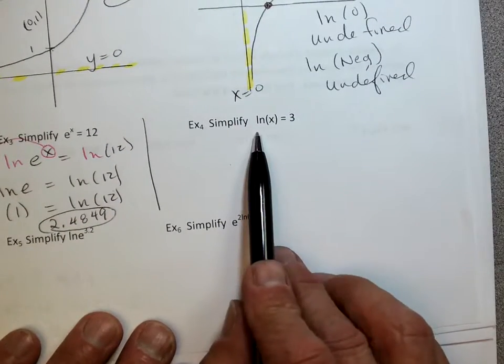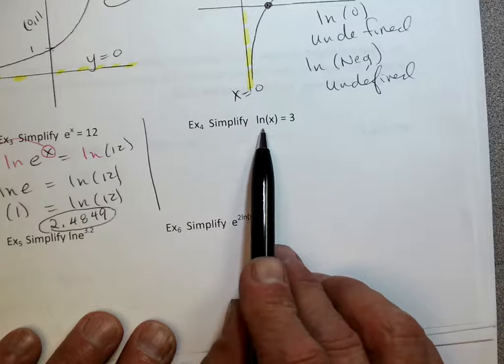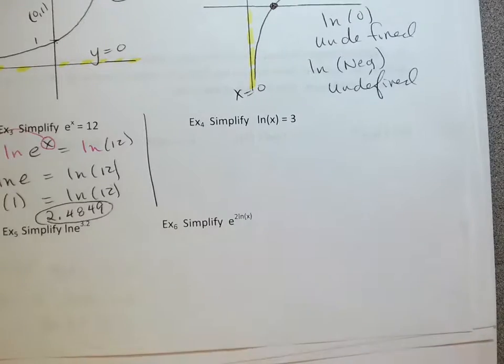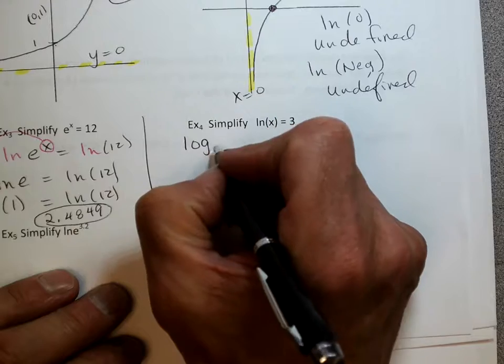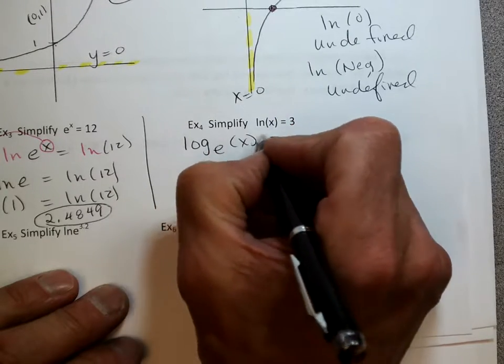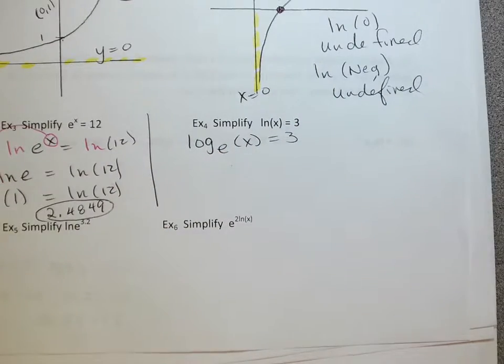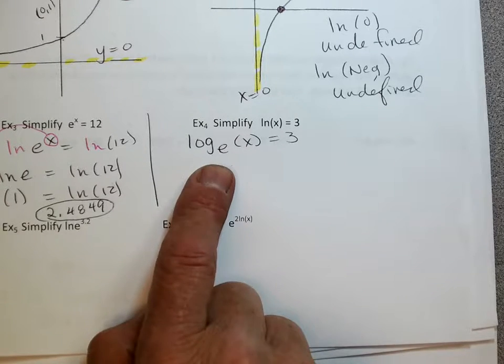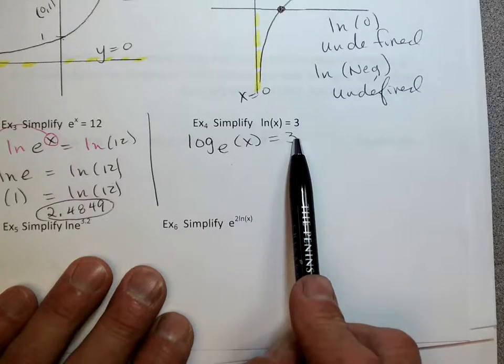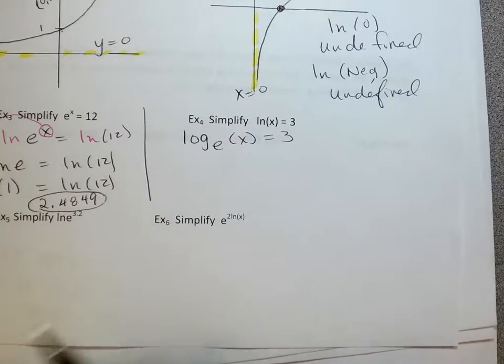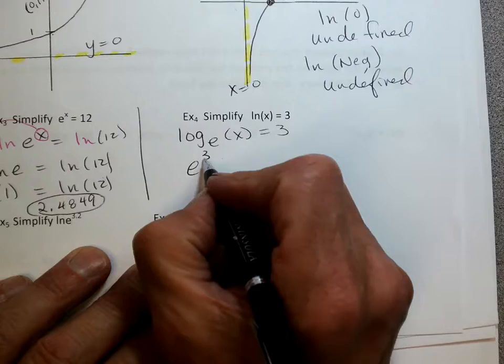I want to change this to exponential, but I don't know what the base is. It's e. So the base is hiding, but it's e. Let me rewrite it. I wouldn't normally do this, but for right now, ln is really log base e. Now I'm just going to go exponential form. So I go e to the 3 equals x.